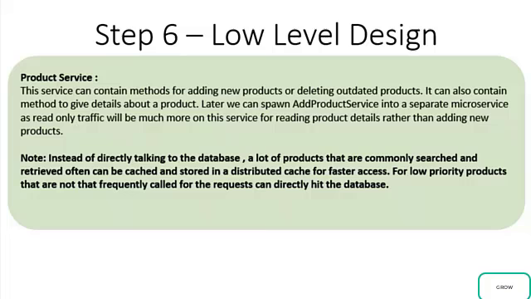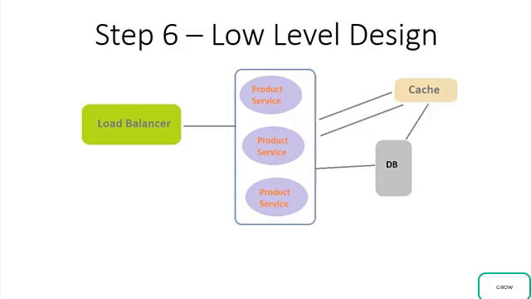fast. This is shown in the diagram here. The product service is again replicated, and this is mainly read-only data, and it can go to the cache first, and if the cache doesn't have the data, then you can go to the DB and pull the data from there.